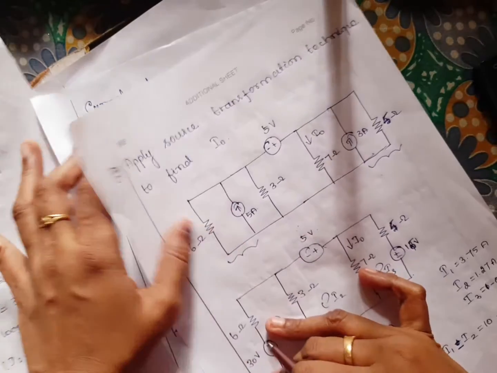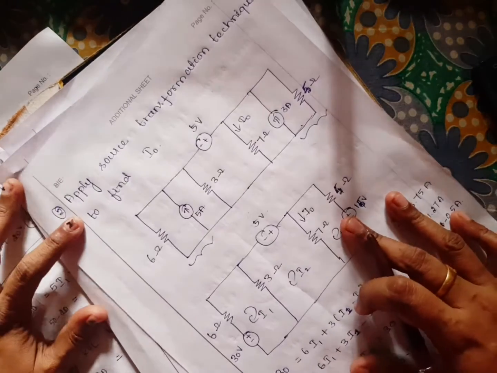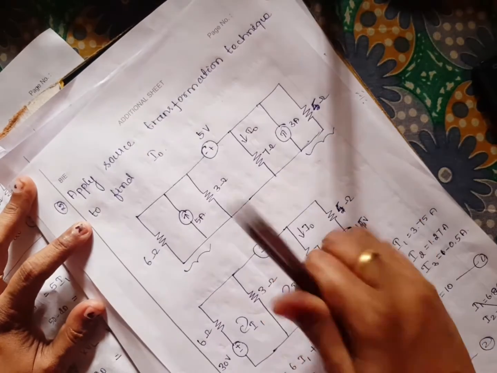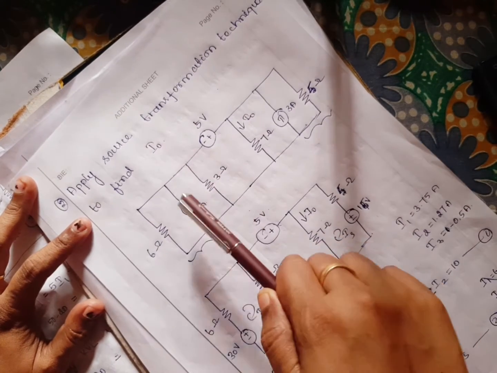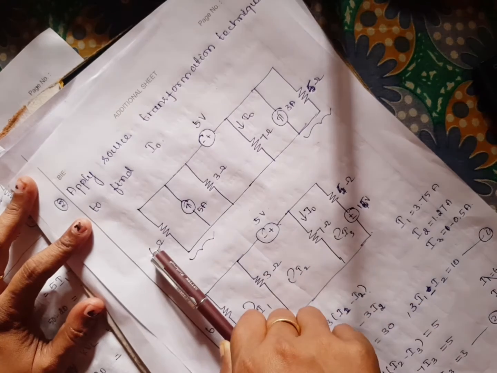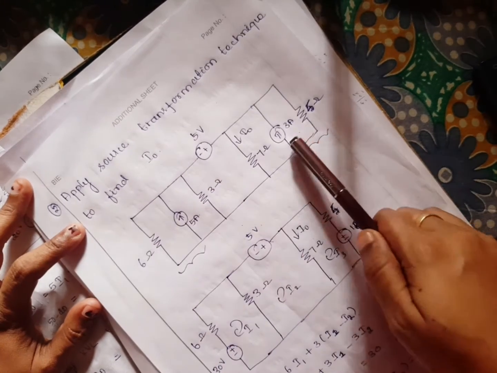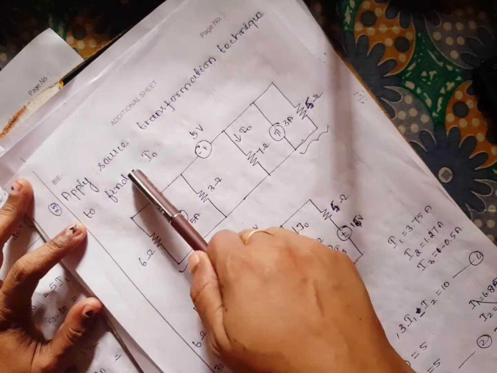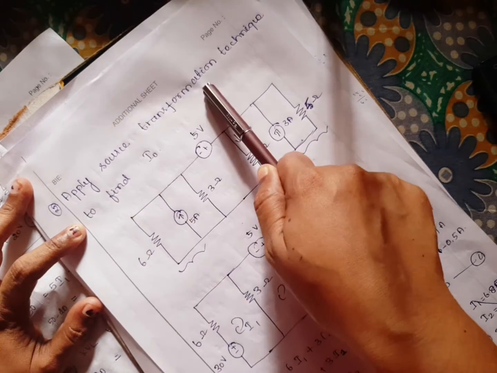We can see another problem: applying the source transformation technique to find I0. So here also, see in this problem, there is a current source in parallel with a resistor, and here also one current source in parallel with a resistor. So they have asked to find it using source transformation.